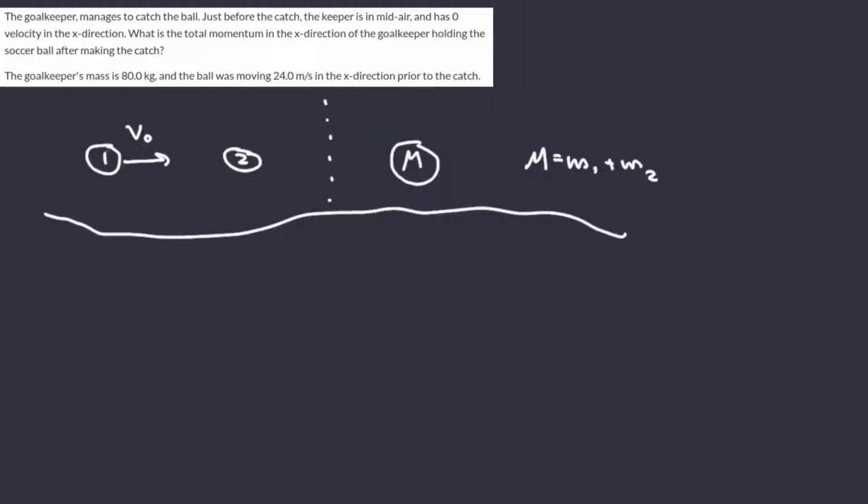So what's the momentum of our initial system? Well, the goalkeeper isn't moving, so the goalkeeper contributes no momentum. So all the momentum is coming from the soccer ball. But we've already calculated that in the previous problem. So we know that our initial momentum is equal to 10.8 kg m/s. And we know from our previous problem also that momentum is conserved in the x direction, so p0 is equal to p final.